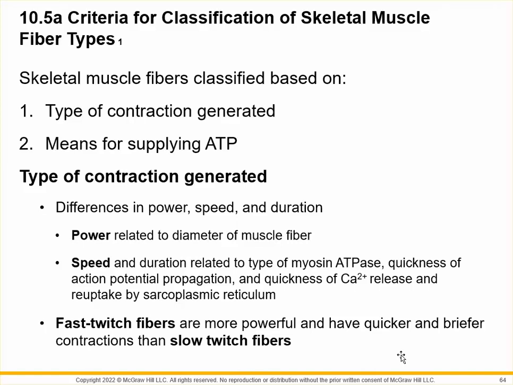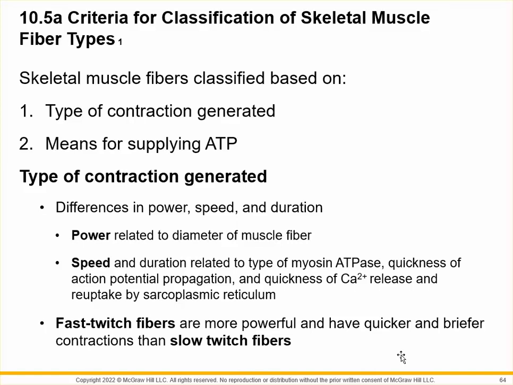But the speed depends on the type of enzyme that breaks the ATP that's bound to the myosin head. So quick ATPases allow the myosin head to go back to its high energy configuration quicker, and the slow ATPases is slower.